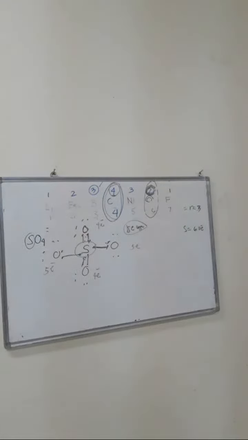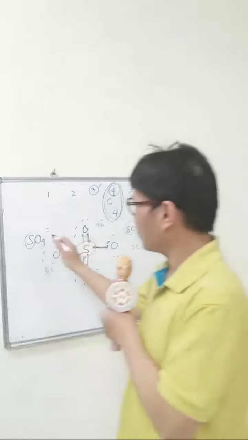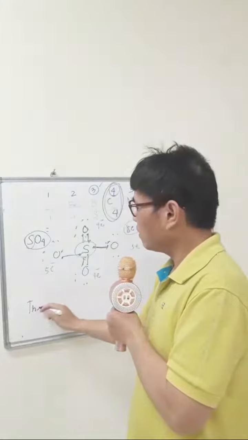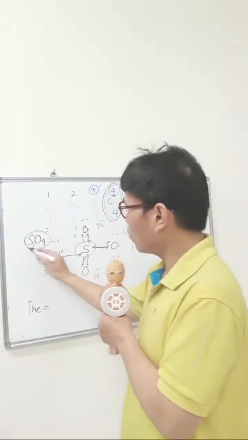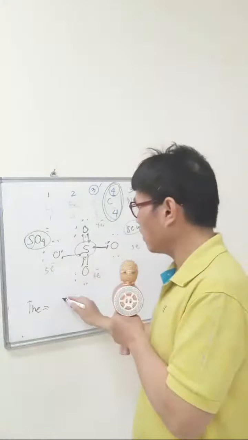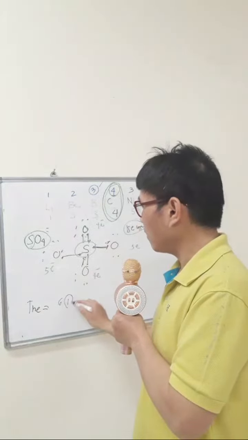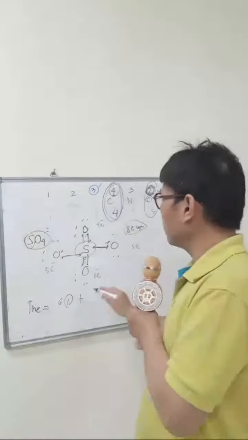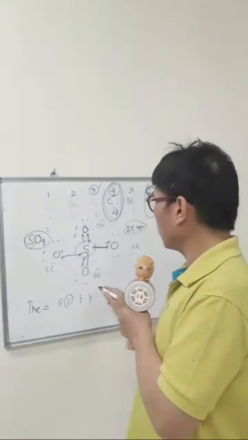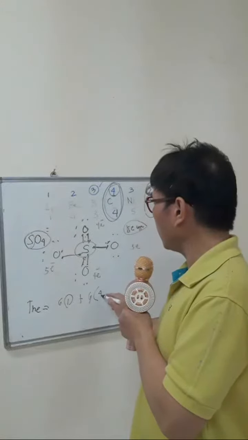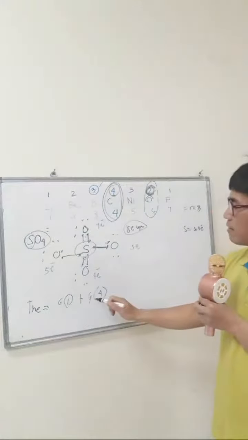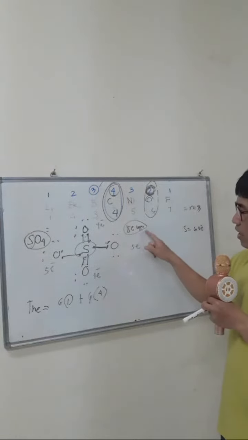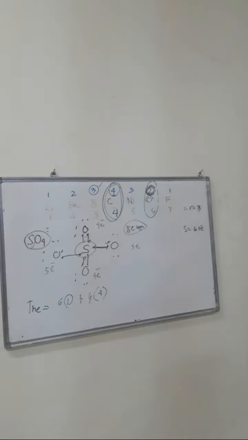So, now we will solve for the total number of electrons. The total number of electrons is equal to the valence electrons of sulfur, 6, times 1 subscript, plus oxygen, 6 valence electrons in the outermost shell, times 4. Now you will say, 6 plus 24 is 30. But here it is 18. It does not match.